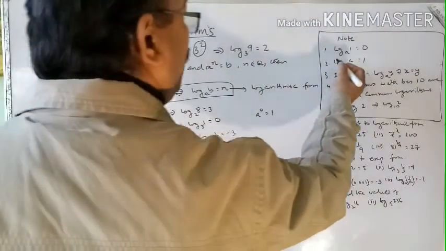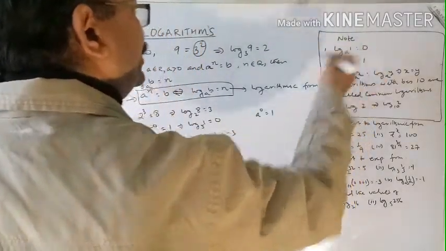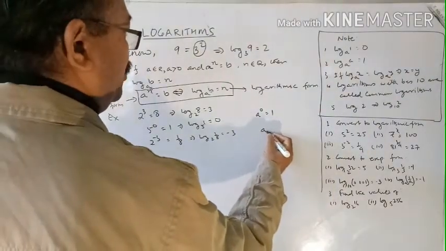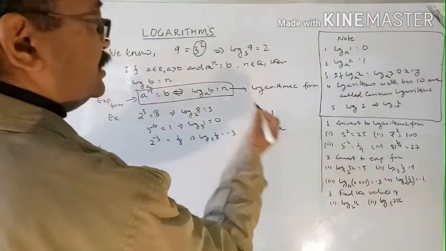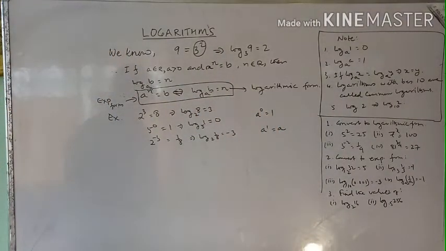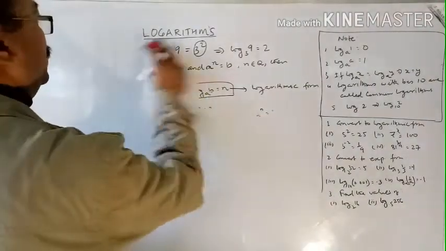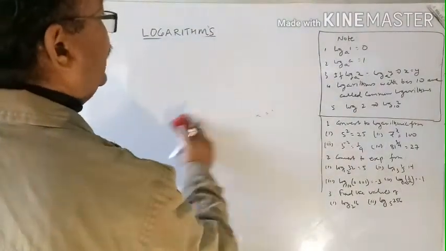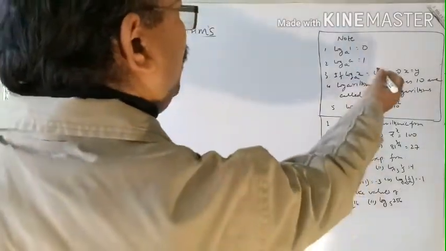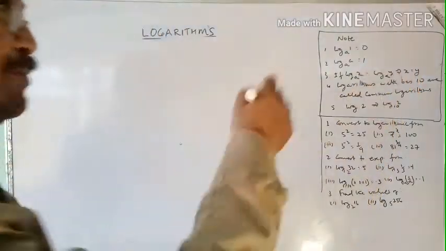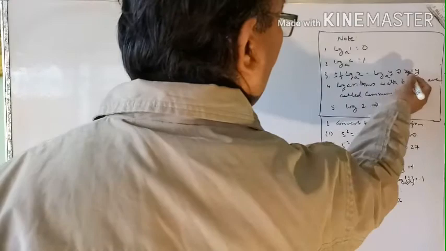Now if the logarithm of the number and the base are the same, so log of a to the base a, it is 1, because a to the power 1 is equal to a. So log of a to the base a is 1. Similarly, whenever two logarithms are equal, if log of x to the base a is equal to log of y to the base a, that is, if two logarithms with the same base are equal, then x must be equal to y.